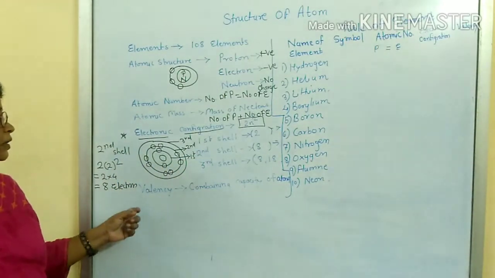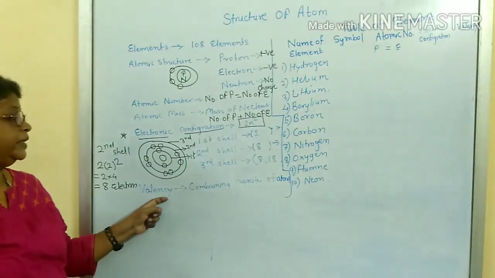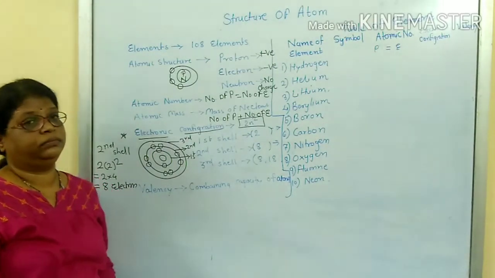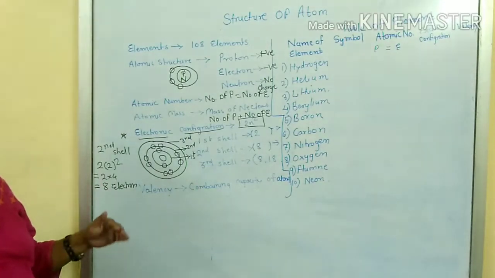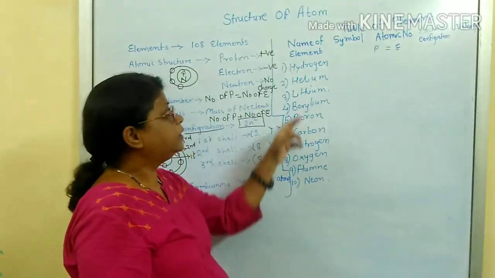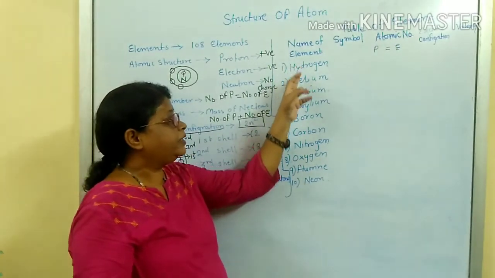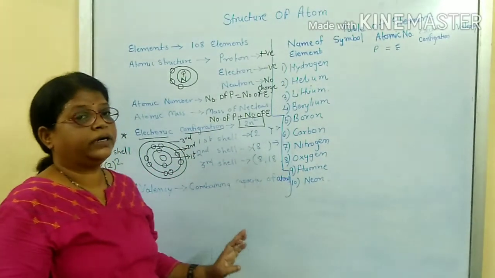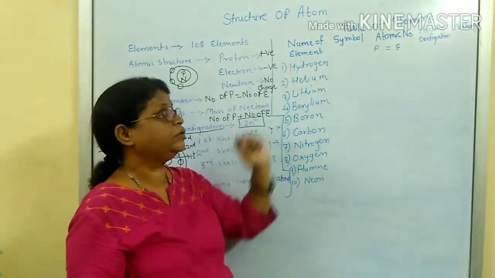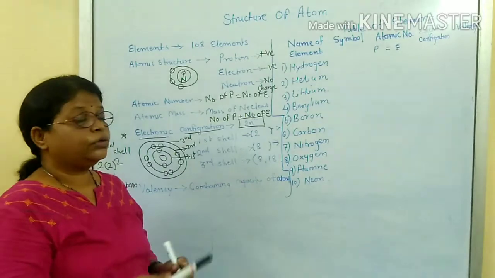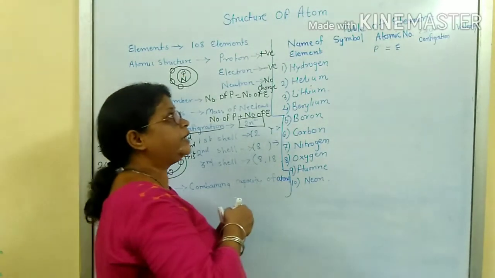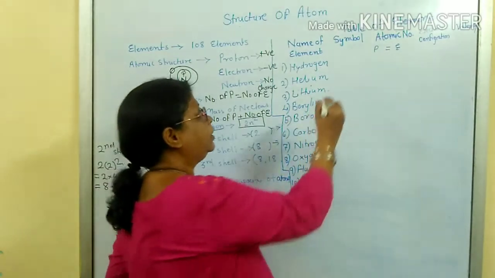Now we go to valency. What is valency? It is the combining capacity of an atom. It means, first I am going to write the table of elements. I write 10 elements. The first one is hydrogen. You know the name of the element and their symbol also. So hydrogen has symbol H.